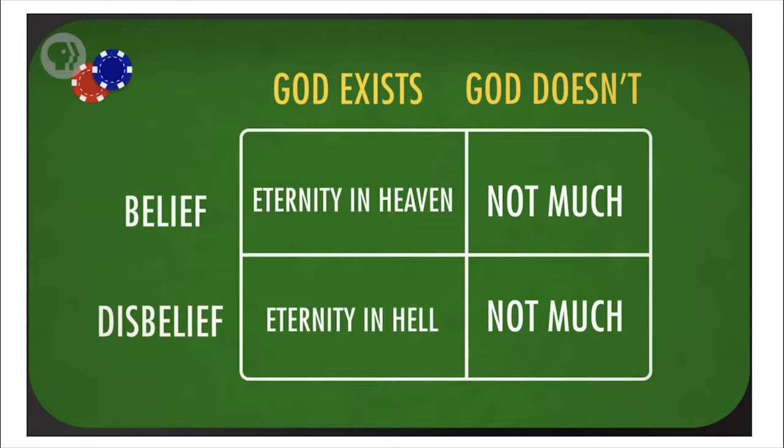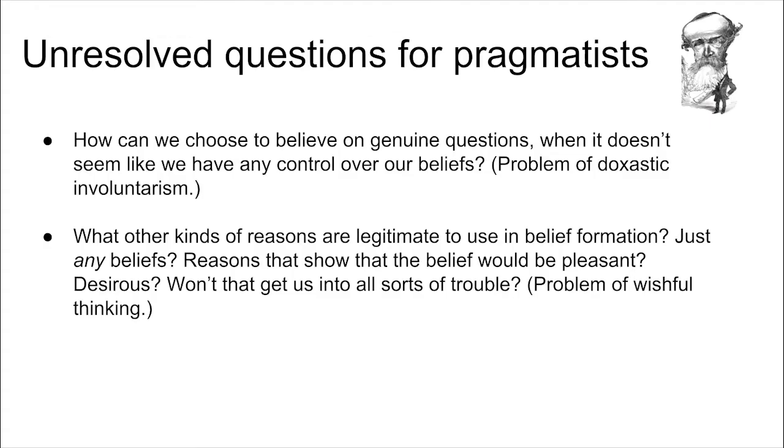Okay, so let's talk really quickly about a couple of problems with each of these views. We're going to fly through this. We can talk about it more in the large group discussion if you want. First, here are some unresolved questions or problems for pragmatists. One, how can we choose to believe on genuine questions when it doesn't seem like we have any control over our beliefs at all? This is the problem of doxastic involuntarism.